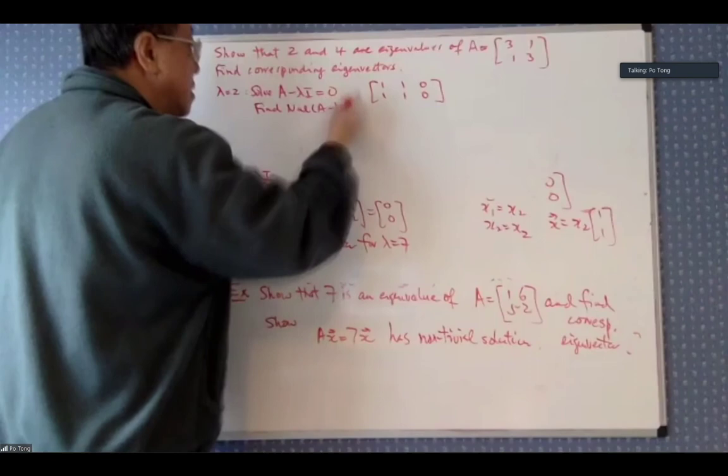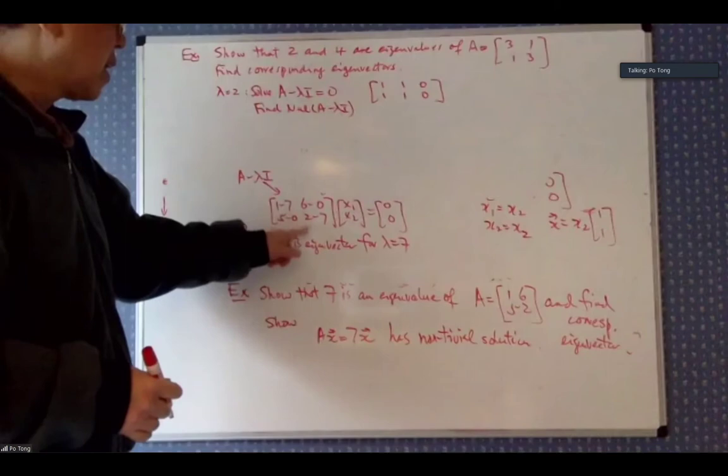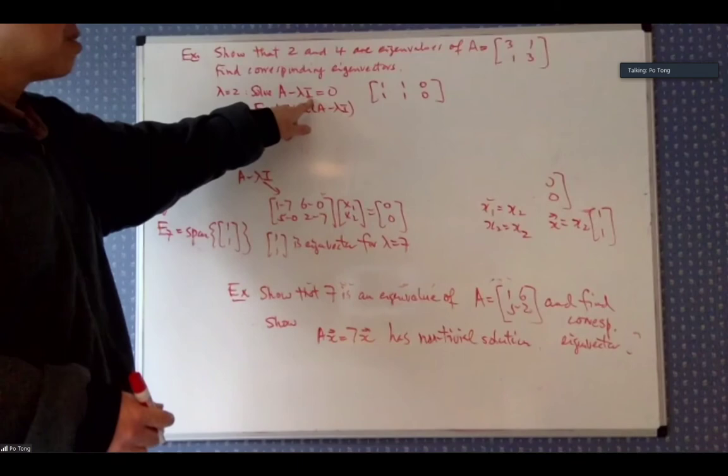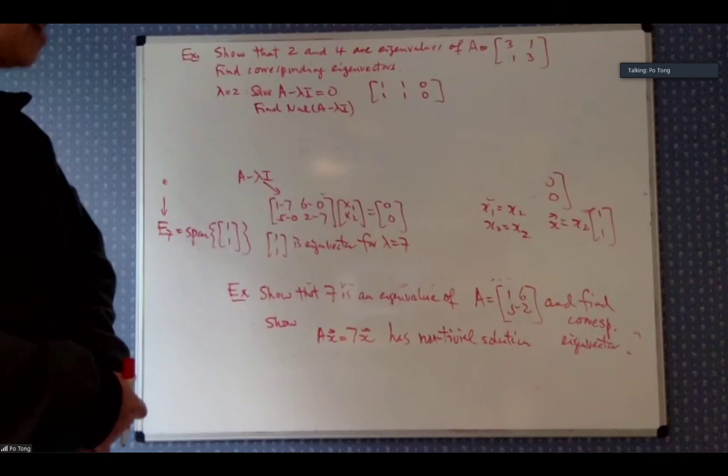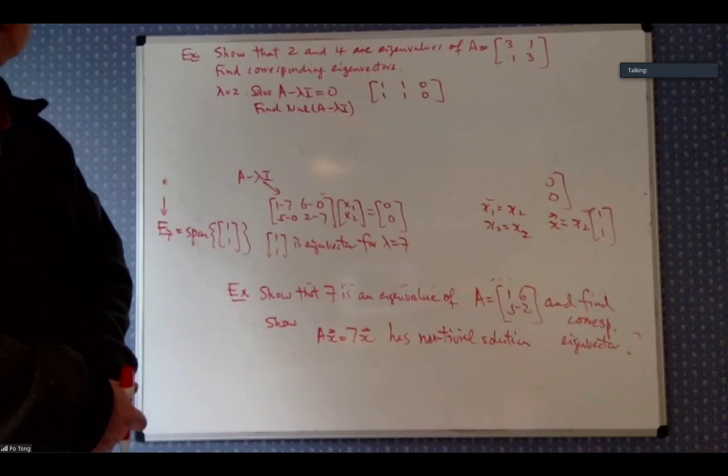Just like here, you're solving AX equal to 7X, where 7 is lambda. So it's A minus lambda I equal to 0, you solve it. So with lambda equal to 2, you subtract 2 from the diagonal entries. Is it okay or not? Let me know if it is not. It's okay, right?